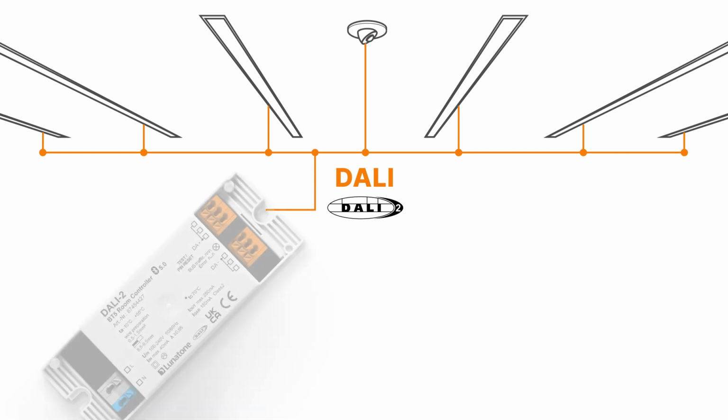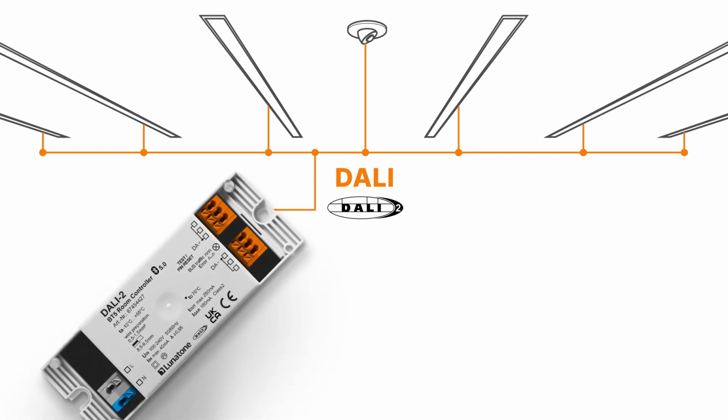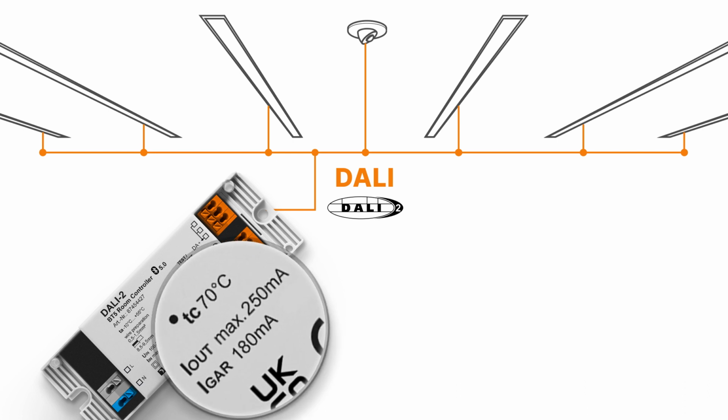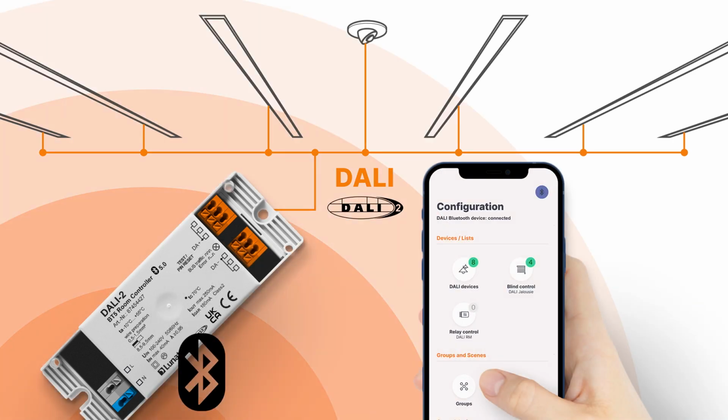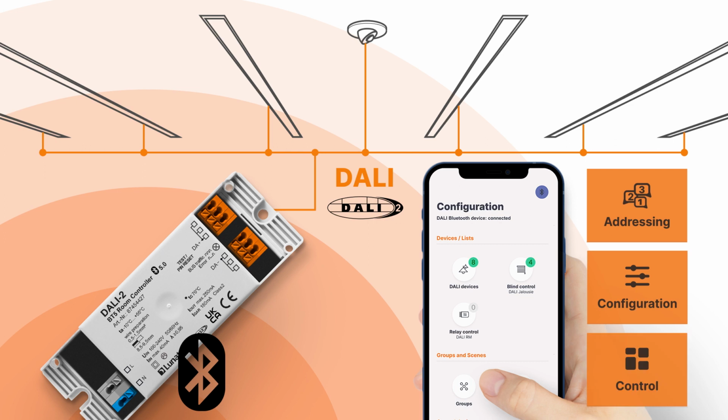We will also add a Bluetooth 5-room controller for system setup and power supply. The Bluetooth 5-room controller has a built-in power supply with 180 mA to power the DALI line. Furthermore, it connects via Bluetooth to the configuration software DALI Cockpit Mobile for smartphones. This connection allows us to address, configure, and control the DALI devices on the bus.